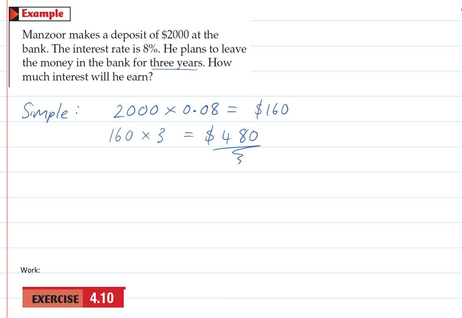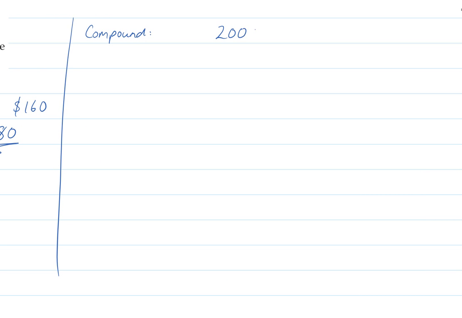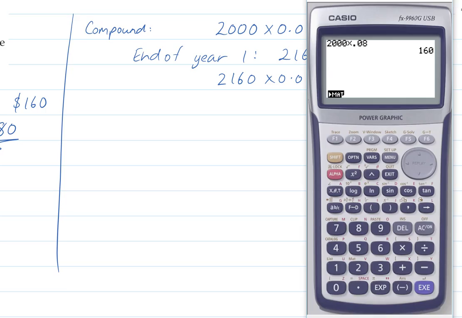With compound interest, you have to add the interest after each year. So this is what it would look like for compound. He would have $2,000 at 8%, so times it by 0.08, and that would give us 160. So after 1 year, at the end of year 1, he would have $2,160. So for our next calculation, we would want to times 2,160 by 0.08, and so we need a calculator for that.